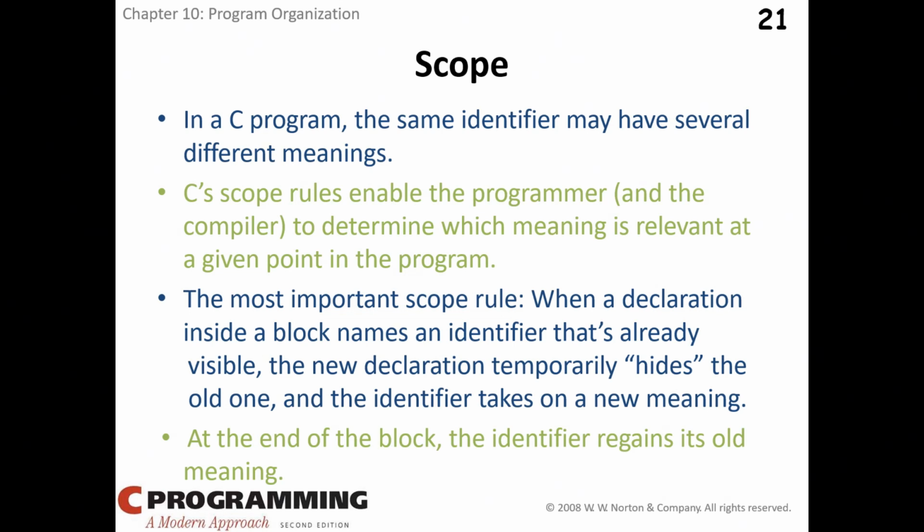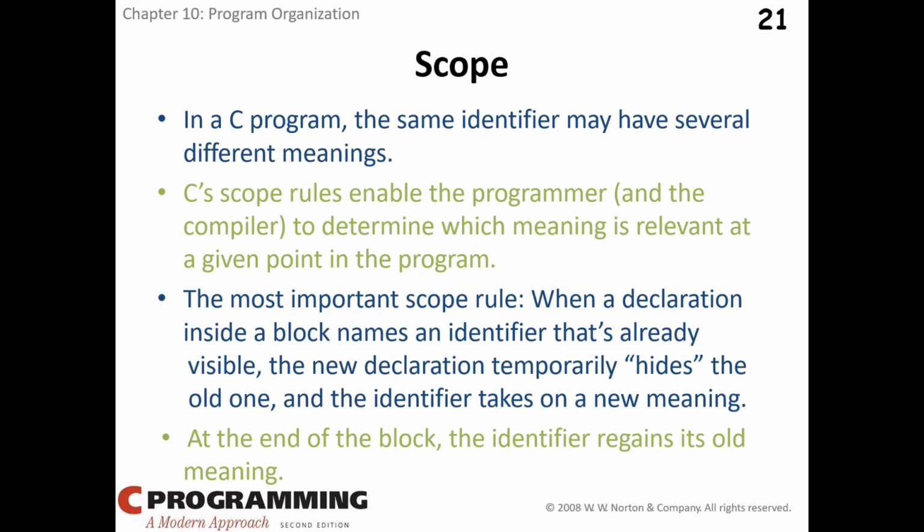When a declaration inside a block names an identifier that's already visible, the new declaration temporarily hides the old one, and the identifier takes on a new meaning within that block. This means that the new declaration overrides the previous one within the scope of the block.